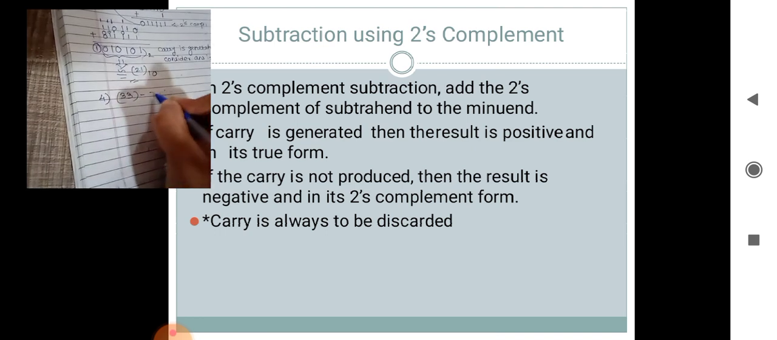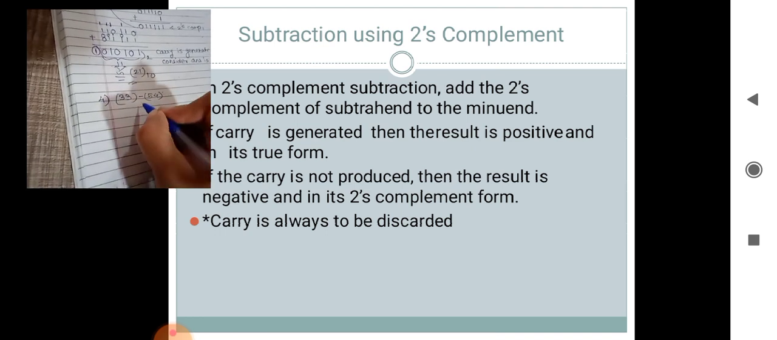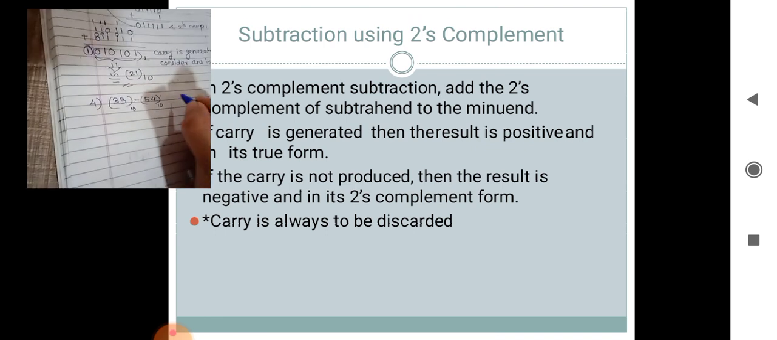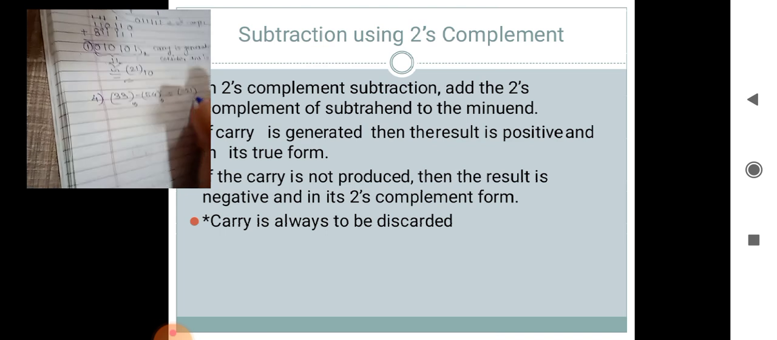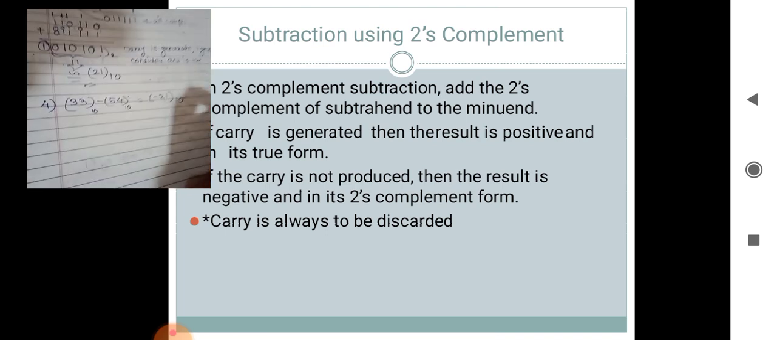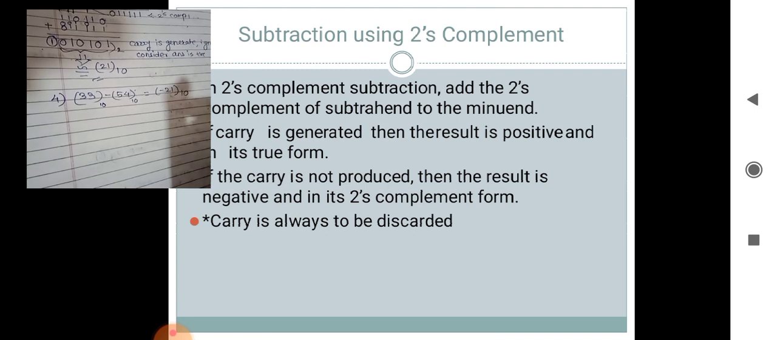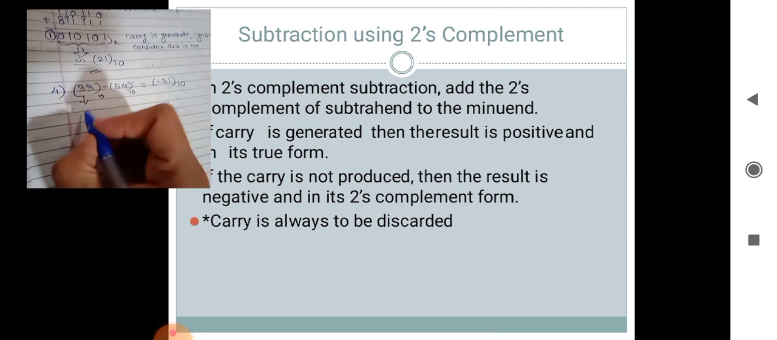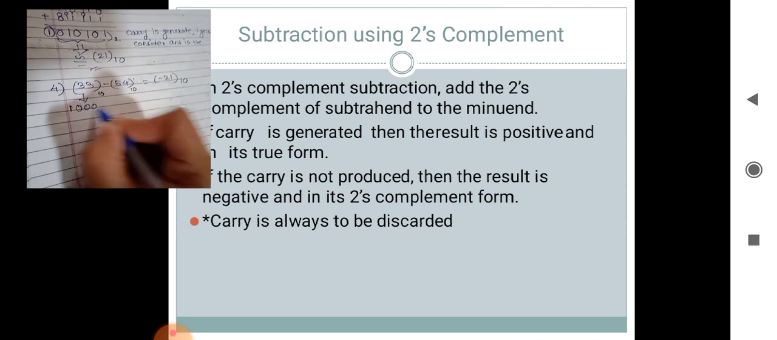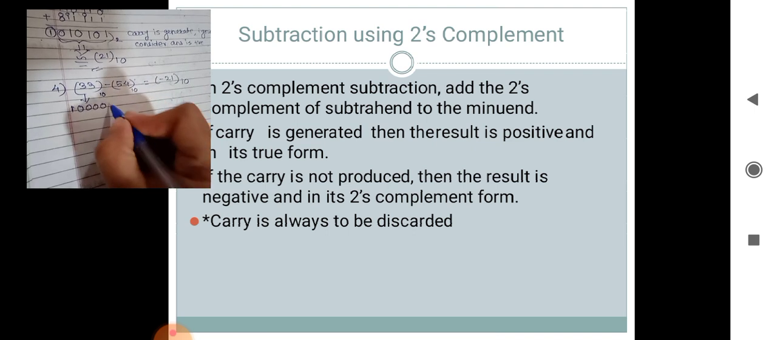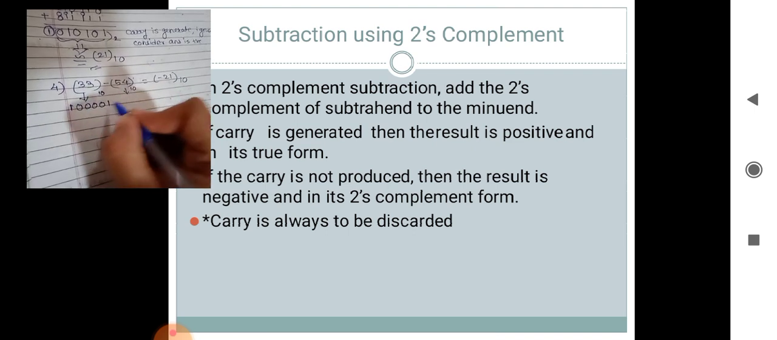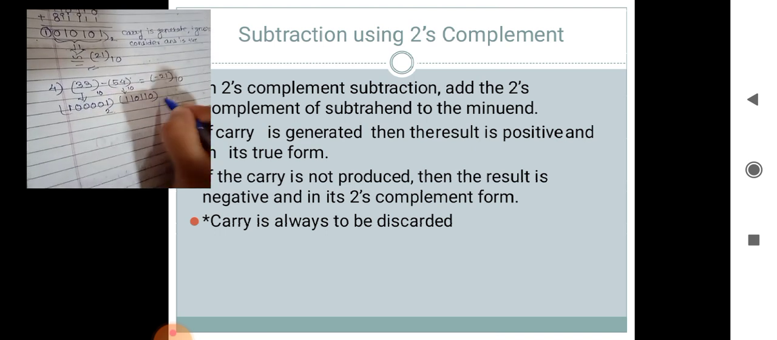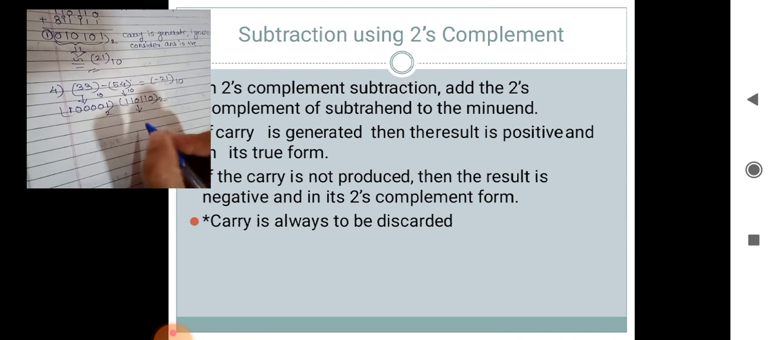33 minus 54. What we have done? We have just interchanged the position of the numbers. So the answer should be minus 21 in this case. We will prove it with the help of 2's complement subtraction. So the binary equivalent of 33 is 1 0 0 0 0 1, that is 1, four times 0, and 1. For 54 it is 110110. So we have to find the 2's complement of this number.